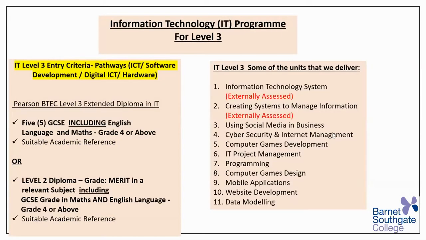For level 3, what we're looking for at entrance is 5 GCSEs. It has to include English language and maths at grade 4 and above. Again, references are so important. We'll be looking at academic references from schools, or we'll be looking at a level 2 diploma at grade merit in a relevant subject, including the GCSE grades we need in maths and English. It has to be grade 4 and above.